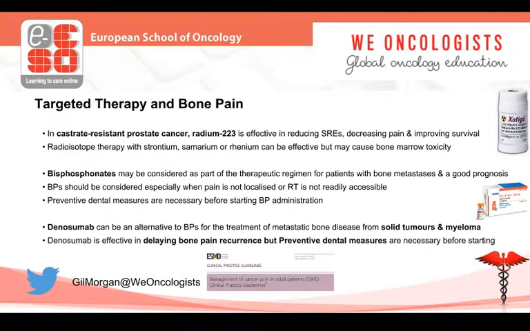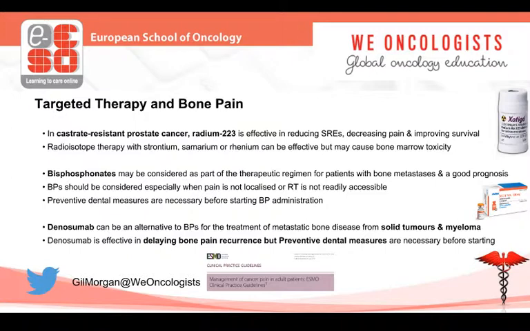Bisphosphonates are the standard care for the reduction of skeletal events associated with bone metastasis. Among metastatic breast or prostate cancer patients, zoledronic acid has been demonstrated to significantly reduce the pain and skeletal morbidity. They may be considered as a part of therapeutic regimen for patients with bone metastasis and a good prognosis.